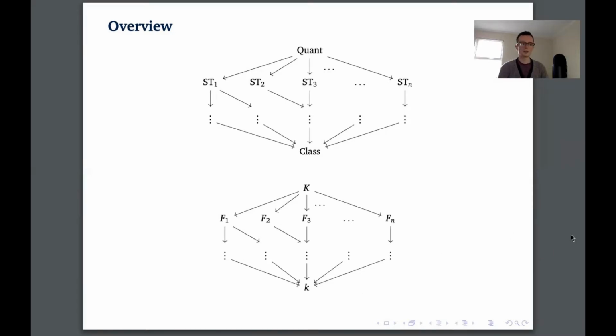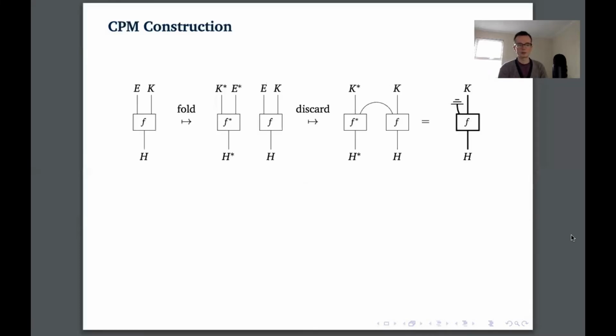Okay, so let's start by recapping decoherence and the CPM construction, the usual CPM construction. So the CPM construction gives us a way of building a category of density matrices and completely positive maps from our category of pure maps. And there are two steps to this construction. We start with taking our morphisms f and folding them. So we pair f with its conjugate f star. And then we discard environment systems via the cap.